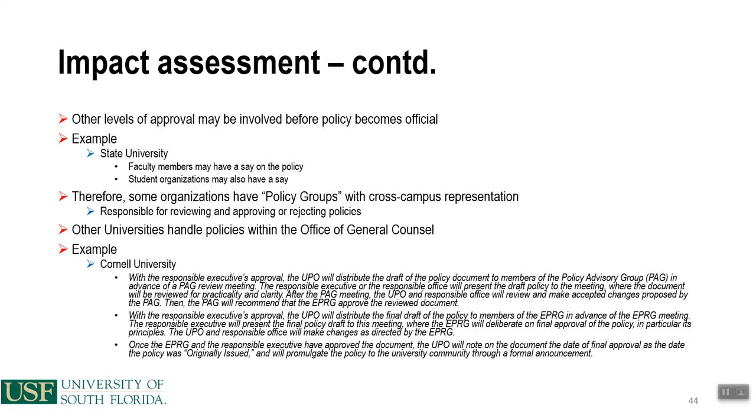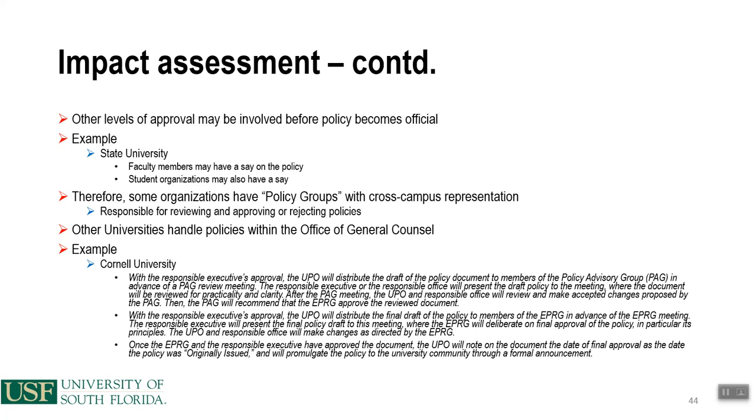And other levels of approval may be involved before the policy becomes official. So we've drafted up the policy, it's going through multiple rounds with the folks that were listed above. But other levels of approval may be required beyond what's provided there. So an example is a state university, the faculty members may have a say on the policy, student organizations may also have a say, and so on. Therefore, some organizations have policy groups with cross-campus representation, responsible for reviewing and approving or rejecting policies. Other universities handle policies within the Office of General Counsel.